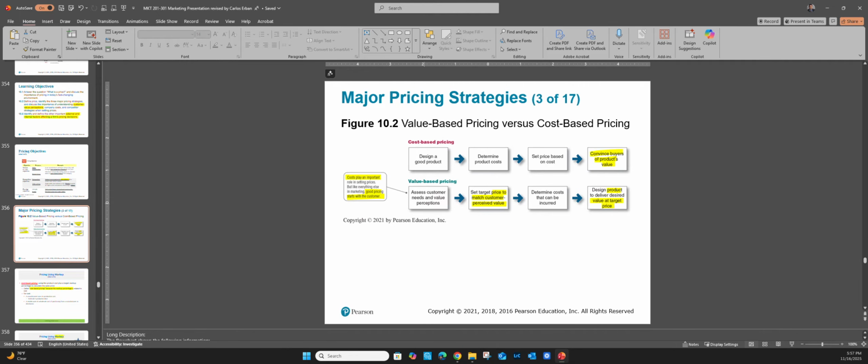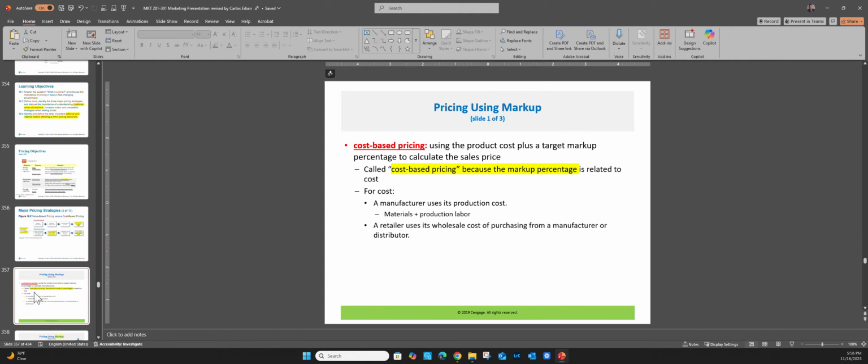So let's look again. You look at how much people are willing to pay. You set a target price based on that. You look at the cost and then you design the product. So first you set the price, look at the cost, and then you design that product based on that target price. Sorry, because I kind of skipped a step. So those are the two basic approaches.